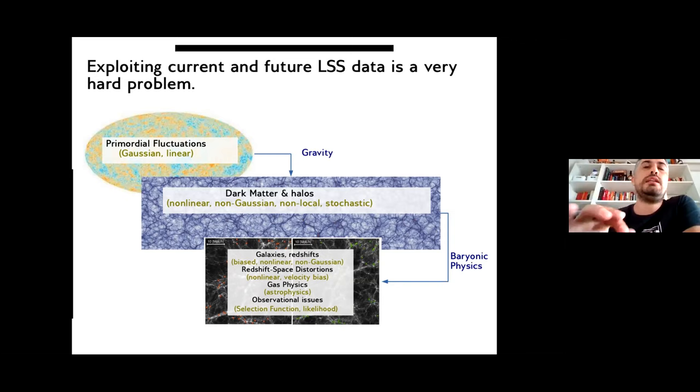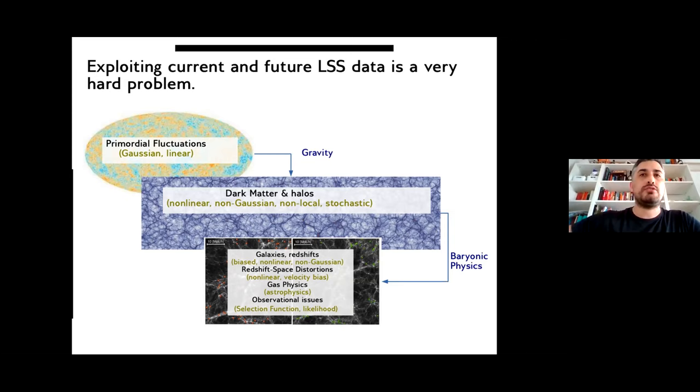But then as the universe evolves, gravity kicks in and very quickly nonlinearities develop, right? So the dark matter becomes nonlinear. There's also the formation of bound structures. We call them dark matter halos. And the formation of these halos is quite complicated, might involve some stochastic terms, depends non-locally, and depends on essentially the full history of structure growth.